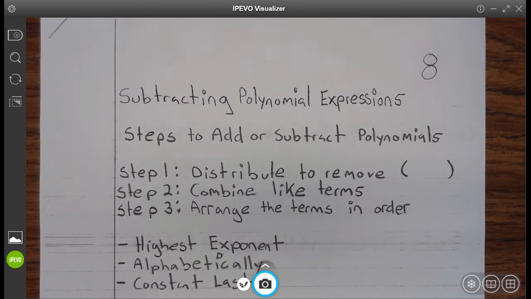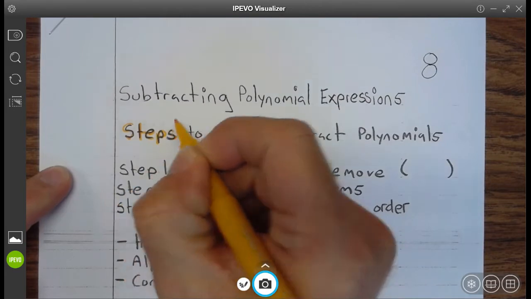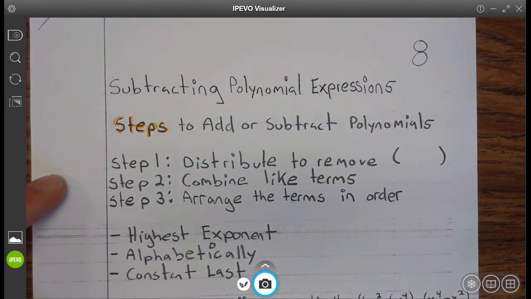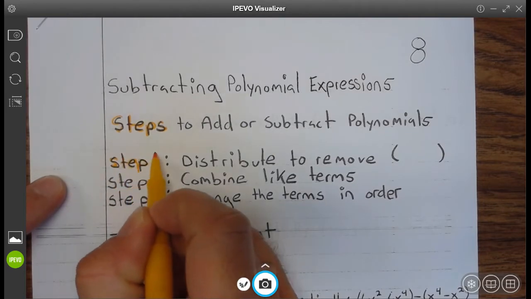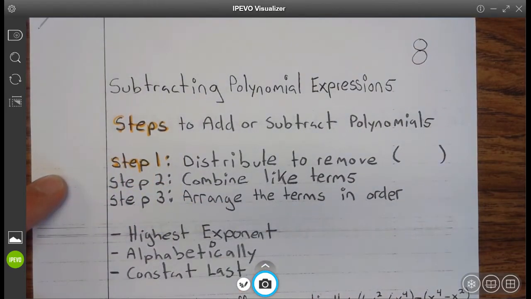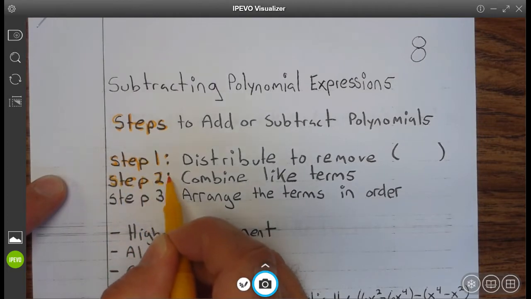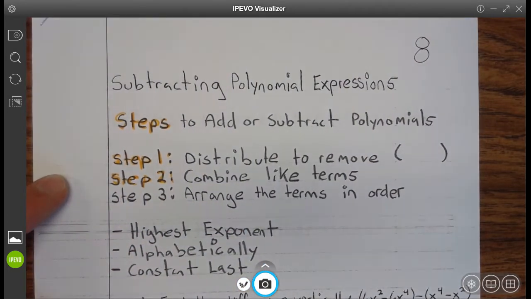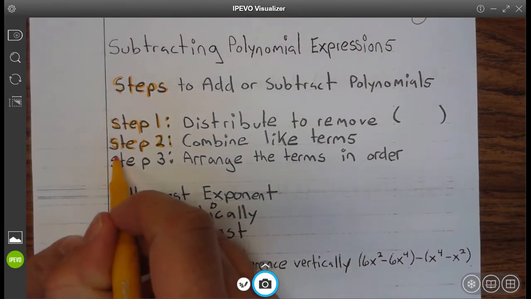Okay, Wildcats, today we're at journal page 8, subtracting polynomial expressions. Steps to add or subtract polynomials. Step 1, distribute to remove parentheses. Step 2, combine like terms. Step 3, arrange the terms in order from highest exponent, alphabetically, and constant last.